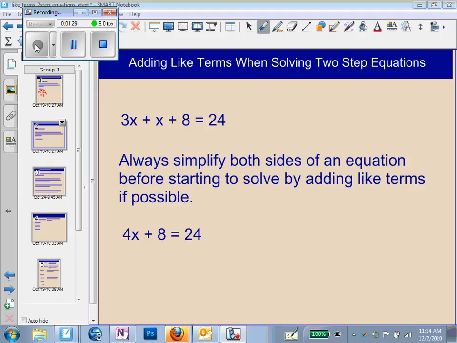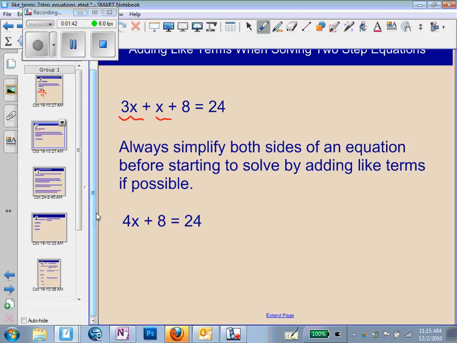Here's another example. We have 3x and x on the left-hand side, equals 1. We don't have any other like terms on the left-hand side, and we only have one on the right-hand side, so there's nothing else to combine. 3x and x is 3x plus 1x, and 3x plus 1x equals 4x. So when we add those terms together, we end up with 4x. So our equation is now 4x plus 8 equals 24.